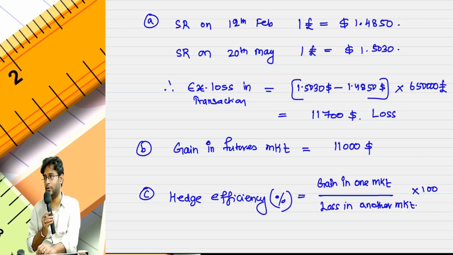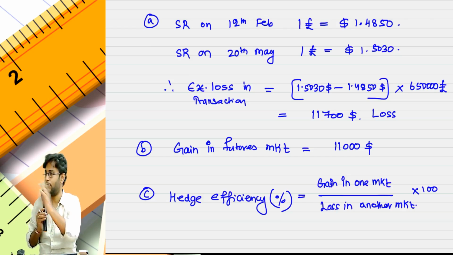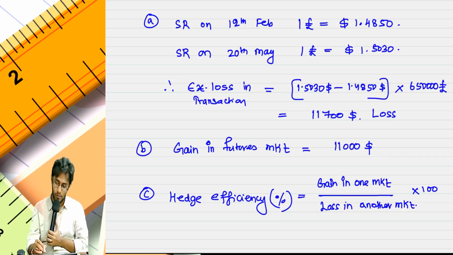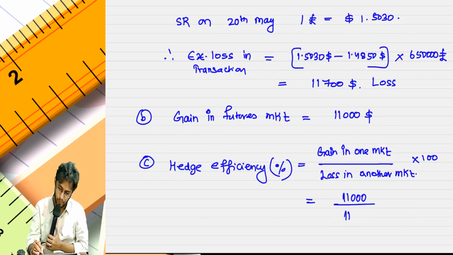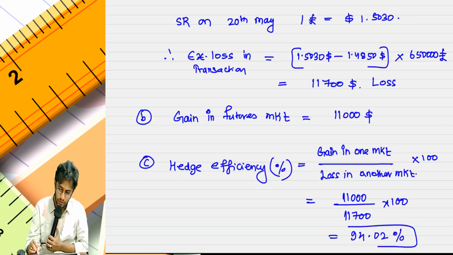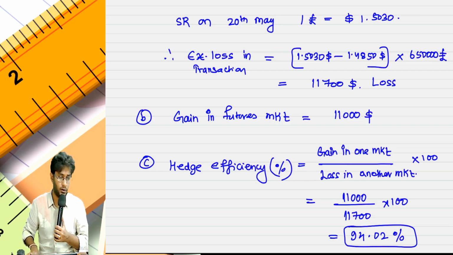Reverse also is possible, no? In that case, futures loss will come. Cash market protects you then. So one will protect each other. Insurance. Work out the percentage. So your hedging is this much efficient, 94.02%.